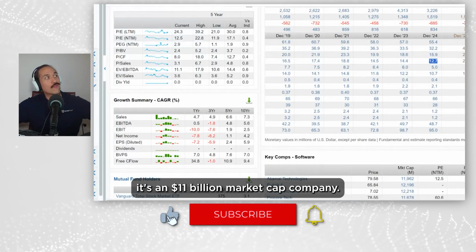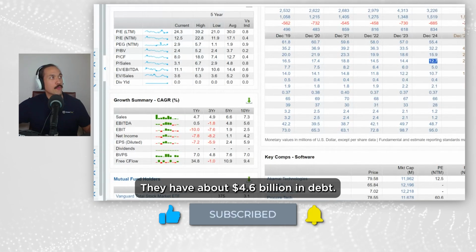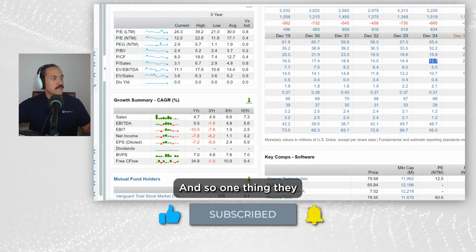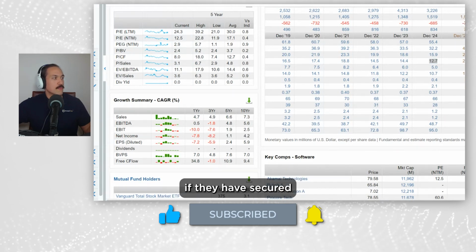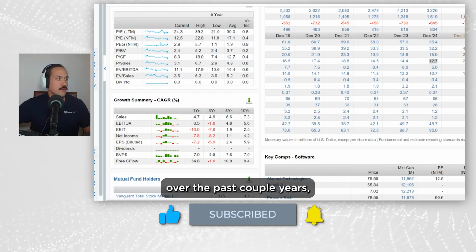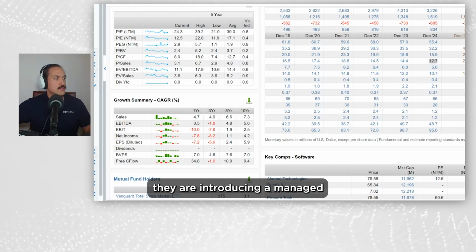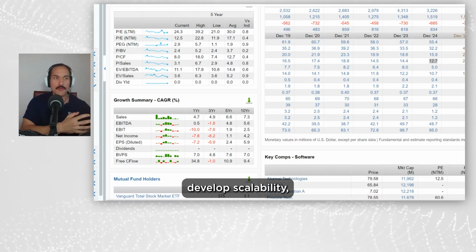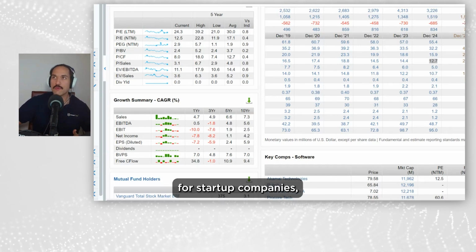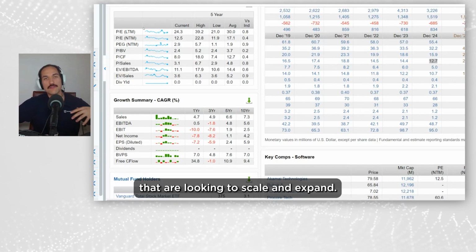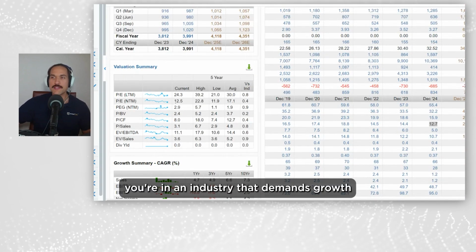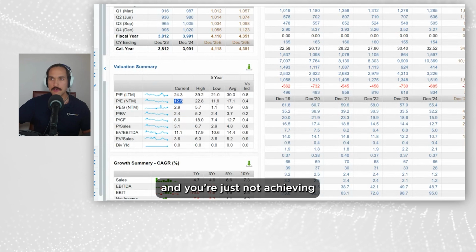It's an $11 billion market cap company. They have about $4.6 billion in debt. And so one thing they do have going for them is they have secured some major cloud contracts over the past couple years. They are introducing a managed container service aimed at helping enterprises develop scalability, which could be good for startup companies, which could be good for companies that are looking to scale and expand. But overall, you're in an industry that demands growth and you're just not achieving.